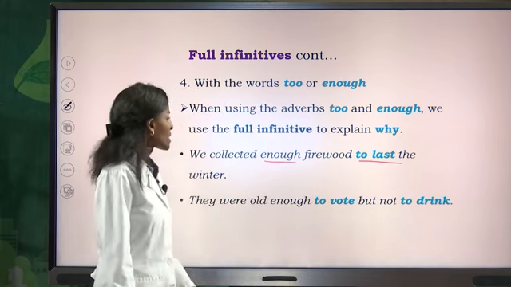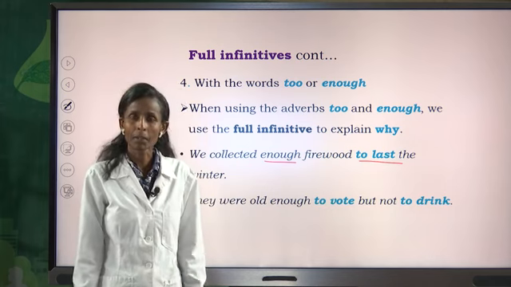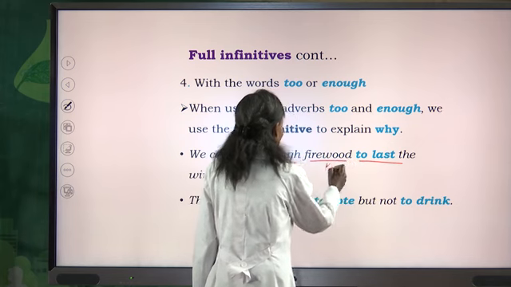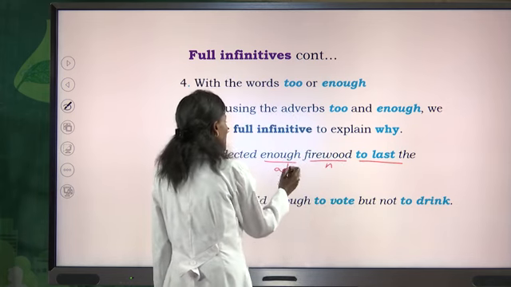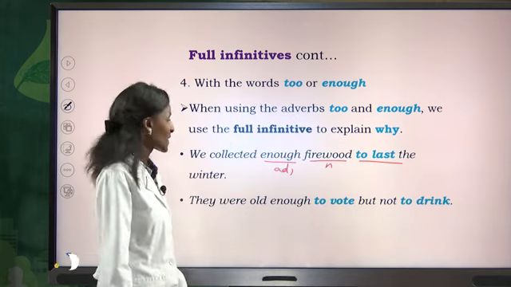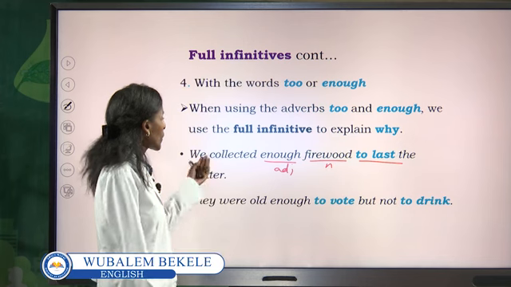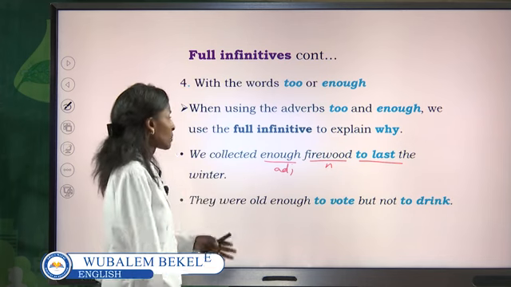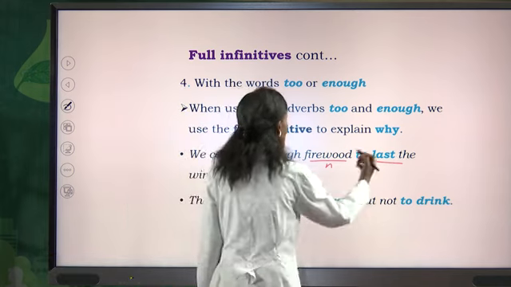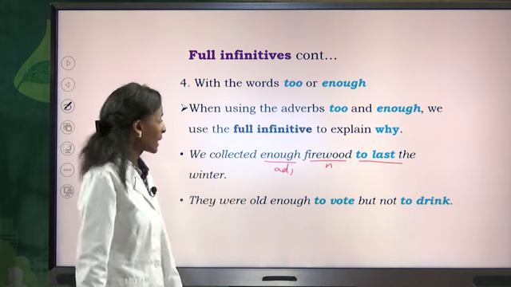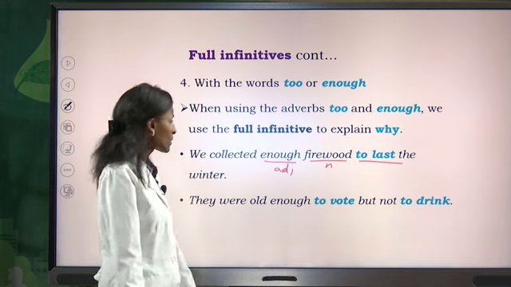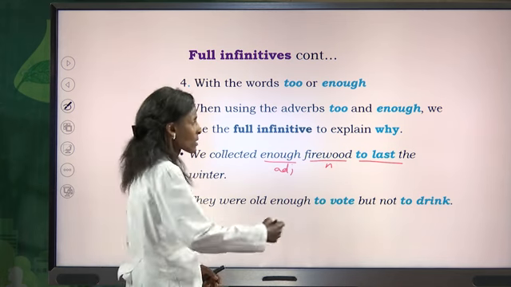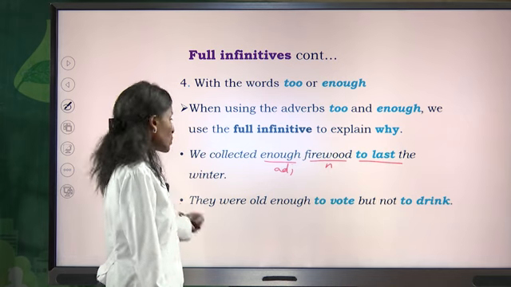Is enough used as adverb or adjective in this case? Adjective. Very good. How do you know? Because firewood is what? Noun. You're using enough in this case as adjective, okay? But it can be used as adverb also. So when you have the word enough as adjective or adverb, that means you could have the full infinitive after it. That means, you see, we collected enough firewood to last the winter. You see, to last means to sustain. That means to stay long.